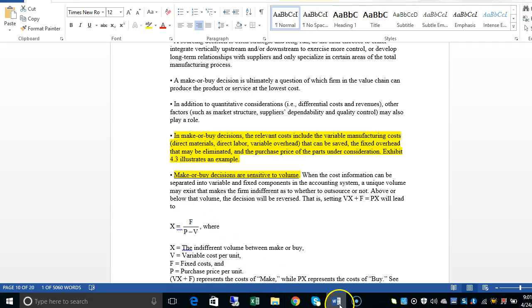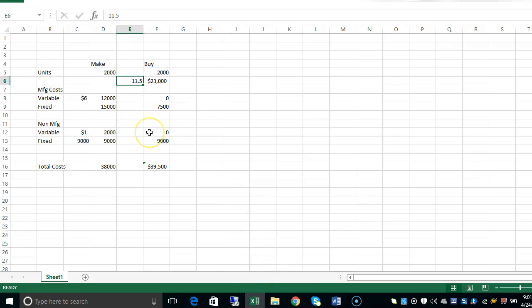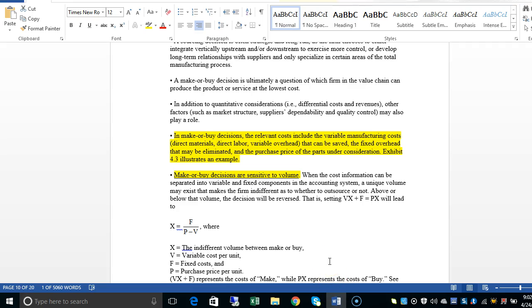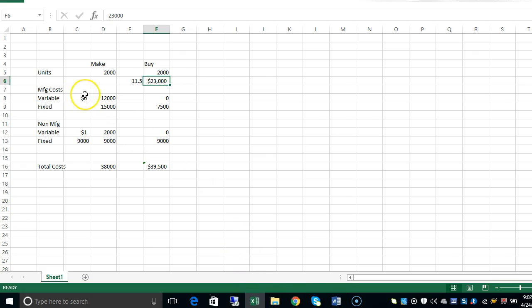That's easy. We are told that the purchase price of the part is $11.50. We need 2,000 parts. So we know it's going to cost us $23,000 to outsource and buy this part. So the purchase price has been taken care of. Let's go to our variable manufacturing costs. What variable manufacturing costs can be saved? We are told in the problem that all variable manufacturing costs can be saved. Therefore, we do not have any variable manufacturing costs because they can all be saved. So outsourcing gets 0 variable manufacturing and non-manufacturing costs.